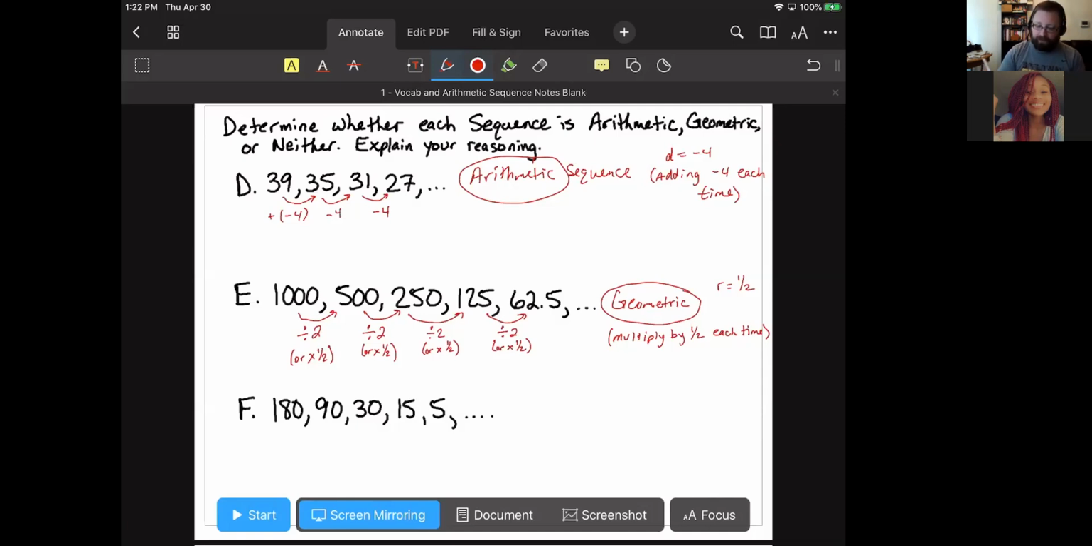Okay, and on this last one, this pattern's kind of hard to see because we're dividing by 2, but then we divide by 3, then we divide by 2 again, then we divide by 3. So that would be another example of a sequence that is not either, okay? The pattern is multiplication based.